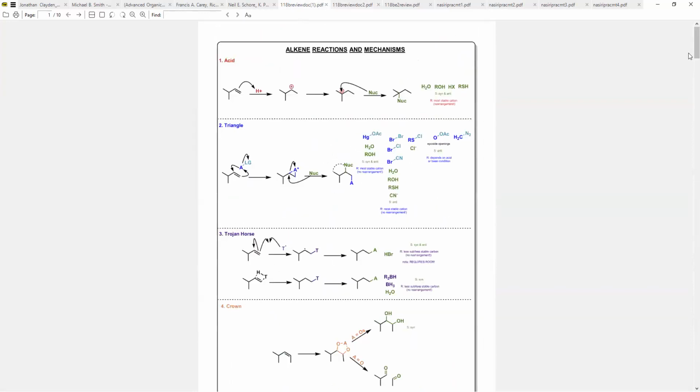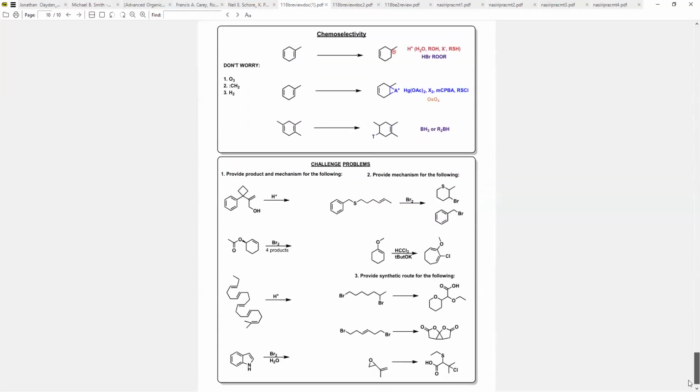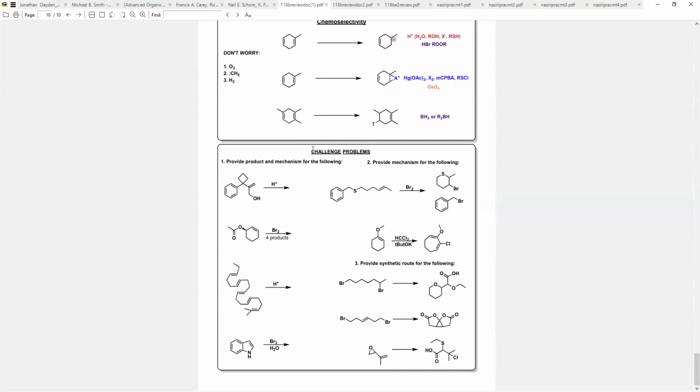There are some problems at the end of these. Don't worry, these are not indicative of what you'll get in the exam. These are just challenge problems. They're exactly that, they're challenges. They're hard, they're not easy. So don't worry if you look at these and think, oh my God, what in the world am I supposed to know? Not really. I wrote really fun problems just to write them.